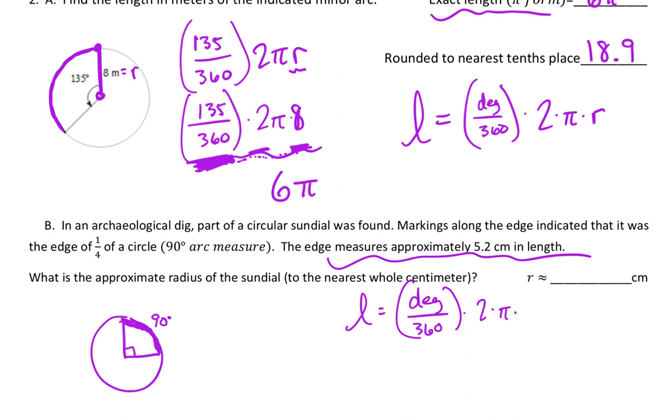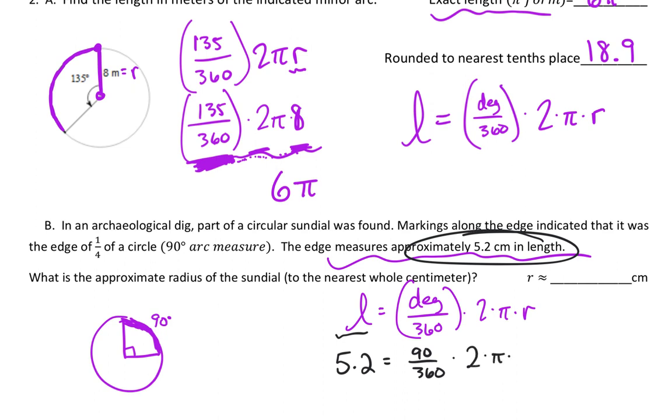Tim, you still got your calculator ready? All right, be ready. Now, in this one, they give us the length. They tell you the length is 5.2, so we'll plug that in there. They tell us the degrees is 90 out of 360, and we are trying to figure out what the r is. So I'm just going to make it look a little bit prettier. I want to clean up all of that.